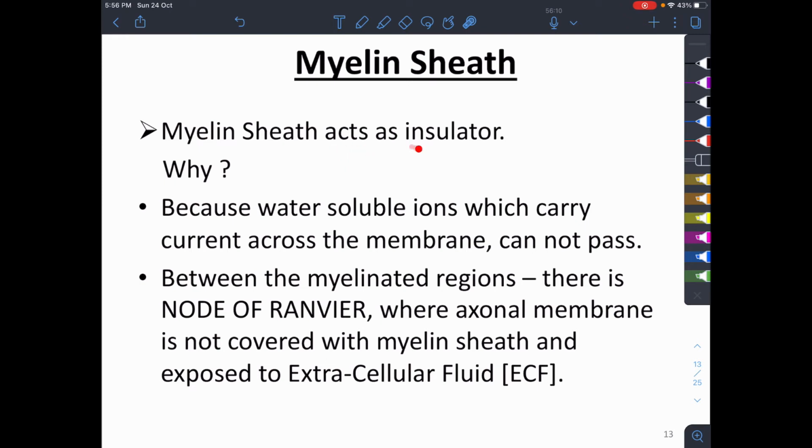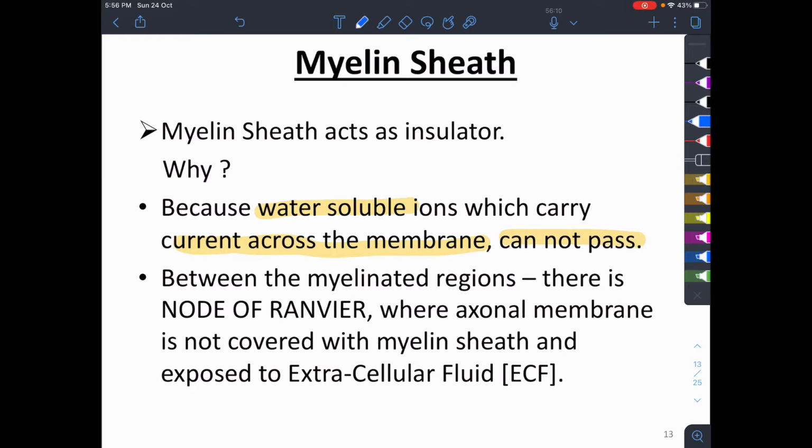It acts as an insulator. What does this mean? Insulator. Water-soluble ions that carry current across the membrane cannot pass. نركز هنا. It's water-soluble ions that carry current across the membrane, cannot pass.